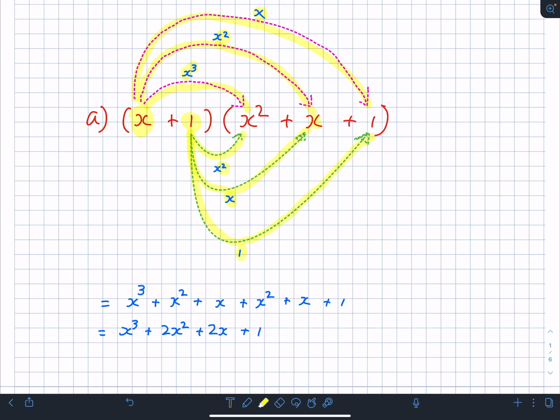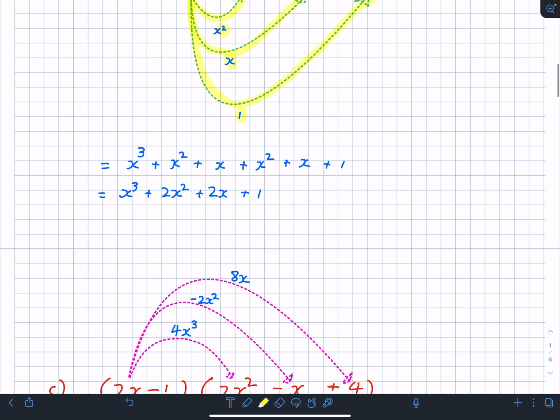So x to the power of 3. We've got an x squared and an x squared, so that's 2x squared. Then we've got an x and an x, that will give us 2x. And then we add 1. And so we've now simplified the product. Okay, let's go to our next question, C.